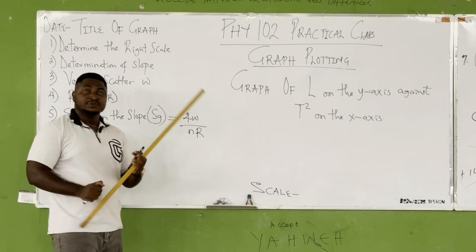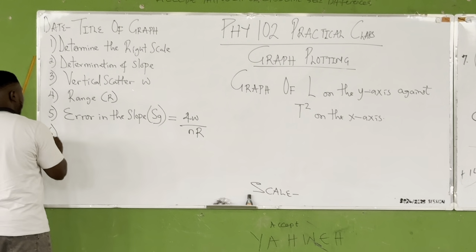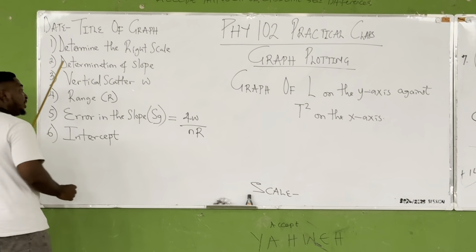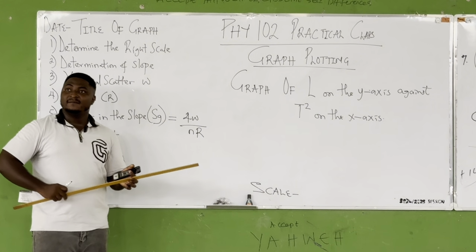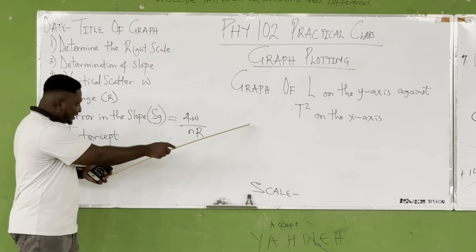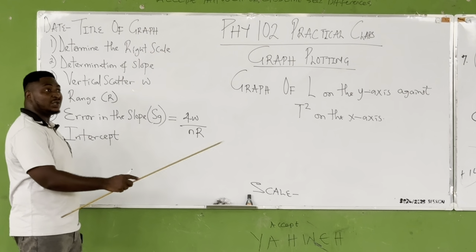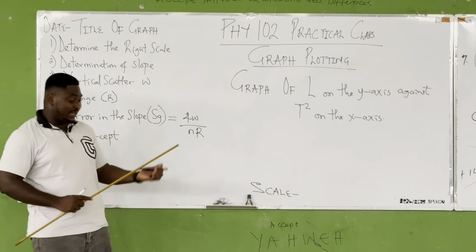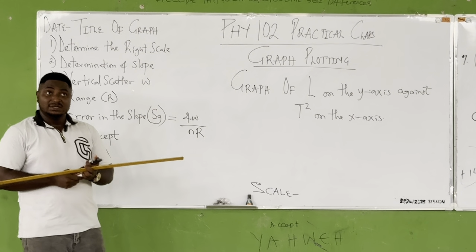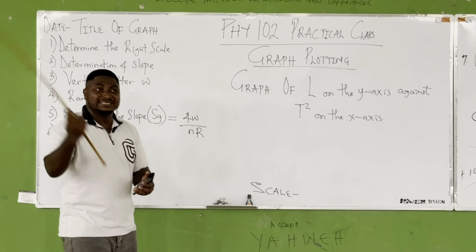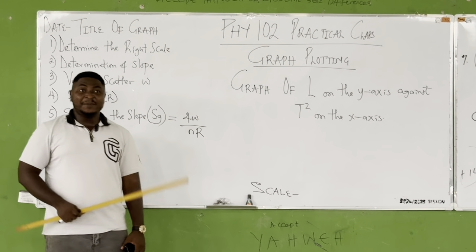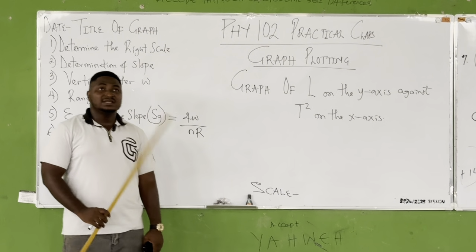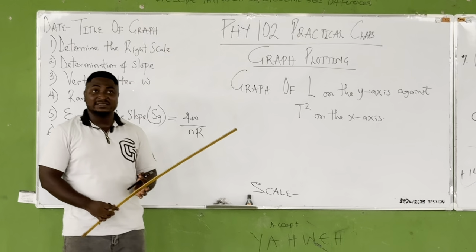Now the intercept, class. Intercept is the point of intersection between your graph line and the x-axis or the y-axis. Where does your line intersect on the y-axis, or where does it intersect on the x-axis? That is called the intercept. So did your graph pass through the x-axis, or did it pass through the y-axis? If it passed through the y-axis, it means there's an intercept on the y-axis. If it passed through the x-axis, there's an intercept on the x-axis.